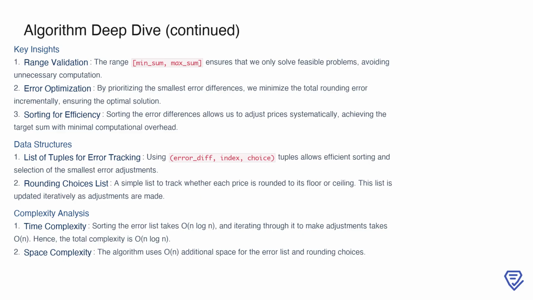In terms of complexity, the algorithm is efficient, with a time complexity of O(n log n) due to the sorting step, and an additional O(n) for the adjustments, resulting in an overall complexity of O(n log n). The space complexity is O(n), as we only need to store the error list and the rounding choices.